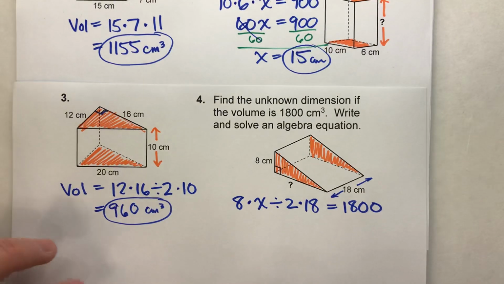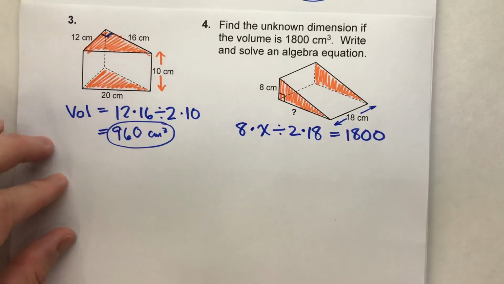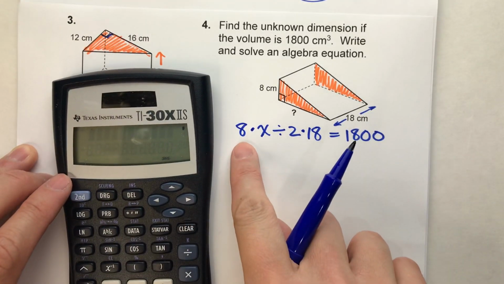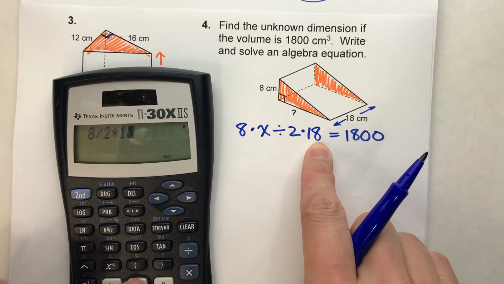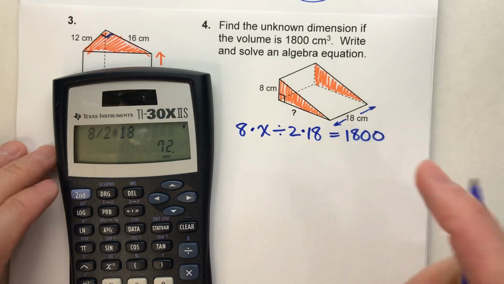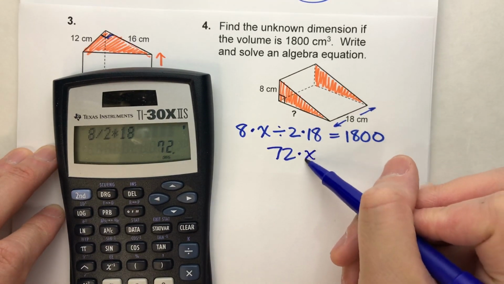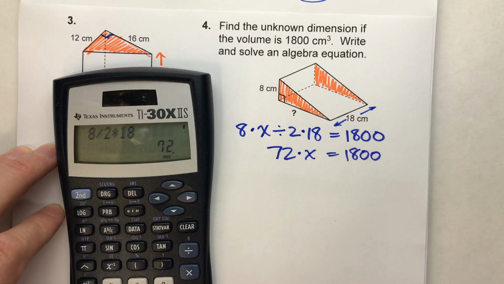All right? And before we solve this, let's simplify this a little bit. It's kind of a mess, right? We can simplify all these numbers. We can do the 8, we can do the divide by 2, we could do the times 18. Let's just do that in one big swoop. So all of that comes out to 72. So it's 72 times x equals 1800. That just makes things a lot simpler and easier to work with.